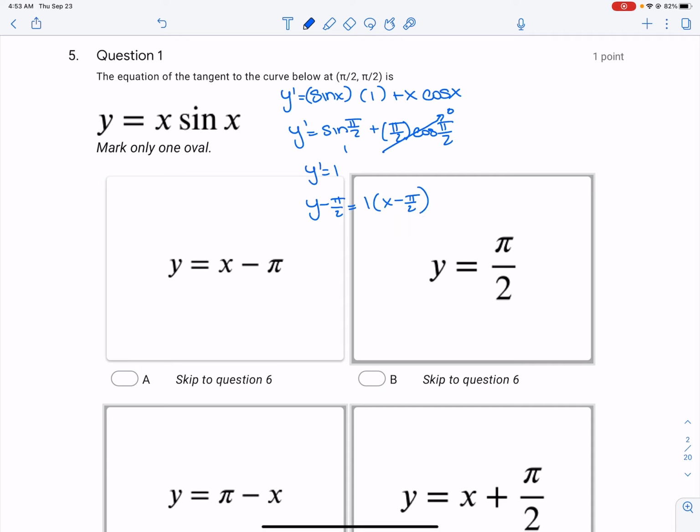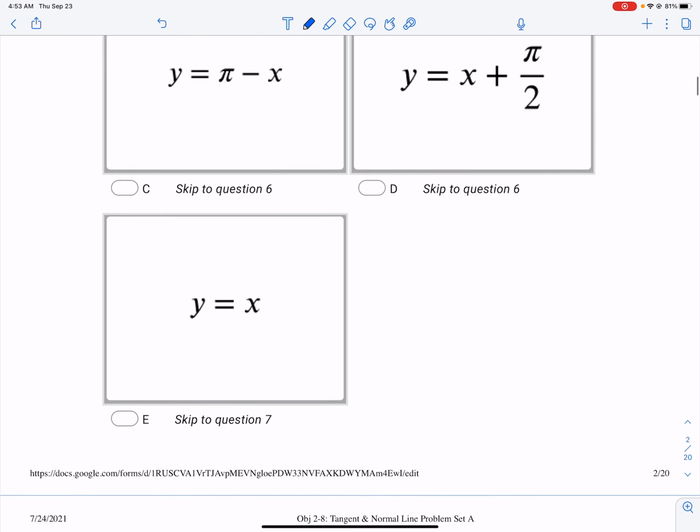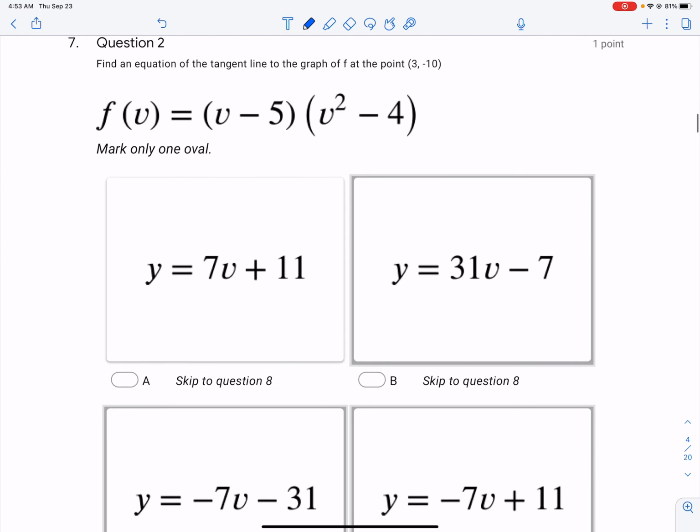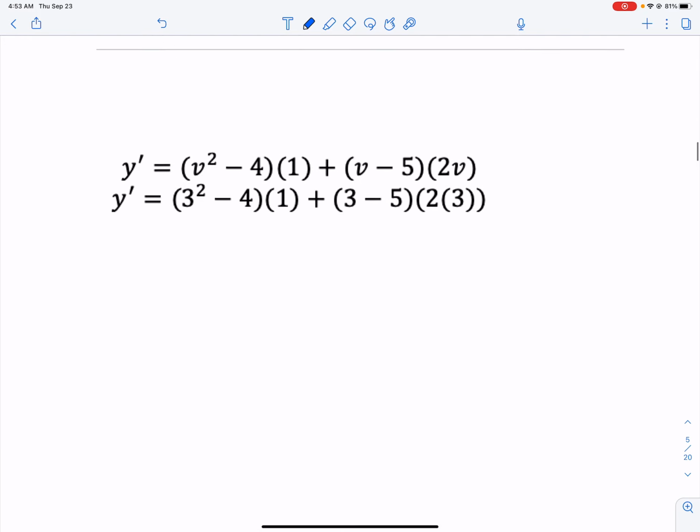So then I have y minus pi over 2 is equal to 1 times x minus pi over 2. So then all of these are in slope-intercept form, so I have y is equal to x minus pi over 2, and I added pi over 2 to both sides. So those two cancel out, and I'm just left with y is equal to x, which is here. Okay? All right. That's question 2.